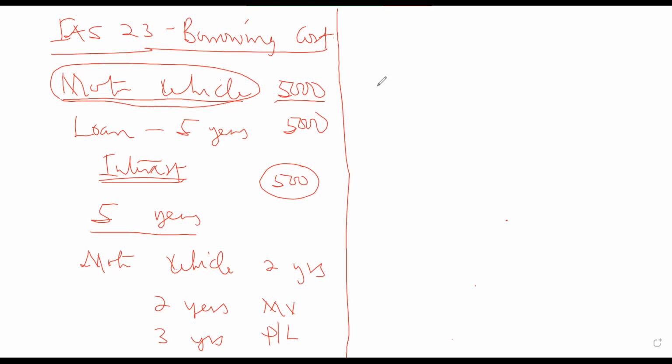If you talk about borrowing cost, we are talking about cost incurred in connection with borrowing of funds. So borrowing cost. If you talk about borrowing cost, any cost that you incur in arranging for funds, or any cost that you are going to incur to borrow funds.